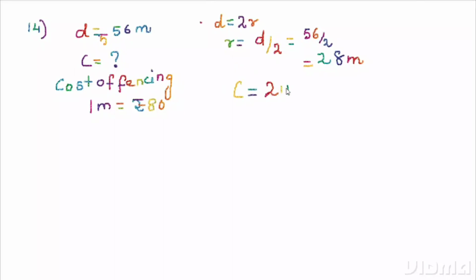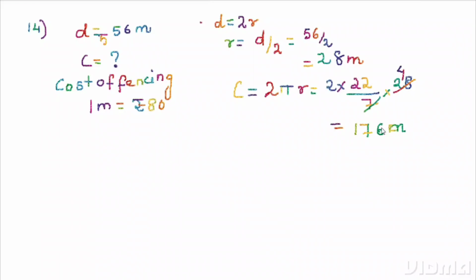Yes, which is 2 pi r. So when I substitute this, pi is 22 by 7 into r, which is 28. When I cancel this, I will get 7. Then this becomes 176 meter. So this is my circumference.